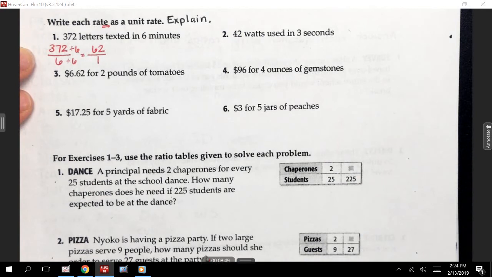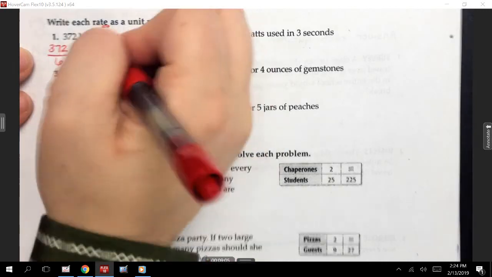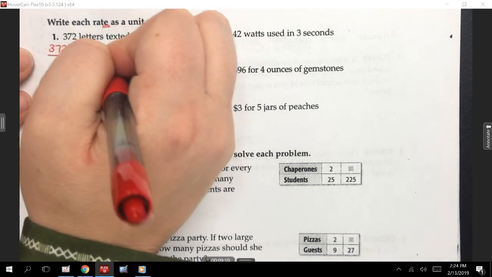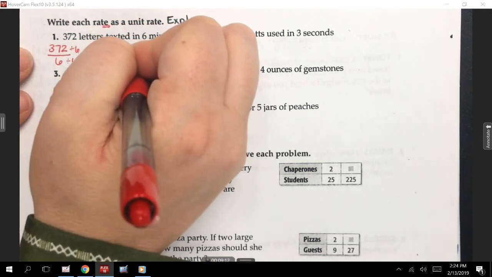I was going to say, on these, would you just put the first one on top and the second one on bottom? Yes. First one goes on top, second one goes on bottom. We don't want to change the order. The only time we change the order is on those word problem questions. Okay? Joelle? 62 letters in 1 minute. Letters in 1 minute. So we do need those words there.